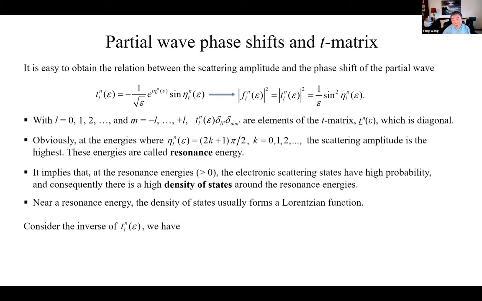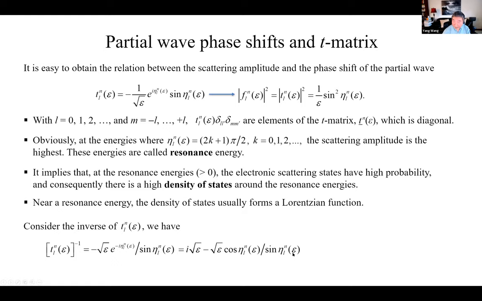Now let's consider the inverse of the T matrix. So we just take the inverse of this quantity. When I say inverse of the T matrix or inverse of this quantity, either way the statement is fine, because this is diagonal. So you can write that down as e to the i, minus e to the minus i eta, and write that down as cosine. It takes a little algebra to find this expression.